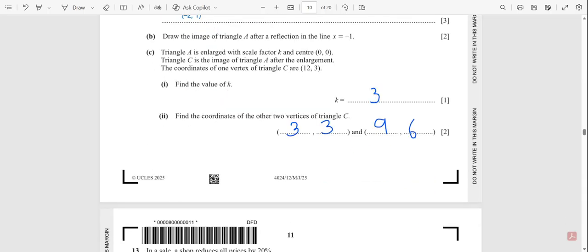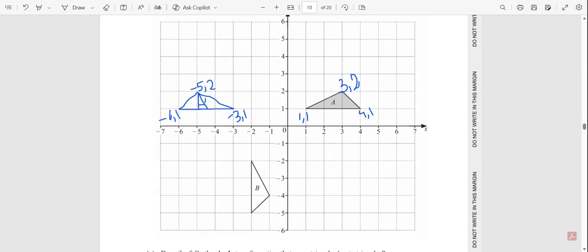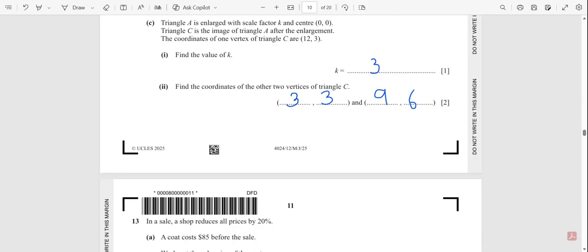Now triangle A is enlarged with a scale factor k and center 0, 0. Triangle C is the image of triangle A after enlargement. The coordinates of one vertex of triangle C are 12, 3. Find the value of k. You have to find by what factor A is enlarged. One of the coordinates of triangle C is 12, 3, and this is 4, 1. So that means it is being enlarged by a factor of 3, so k is 3.